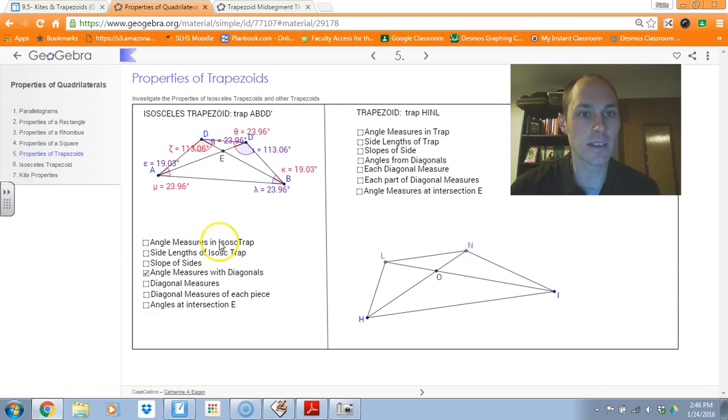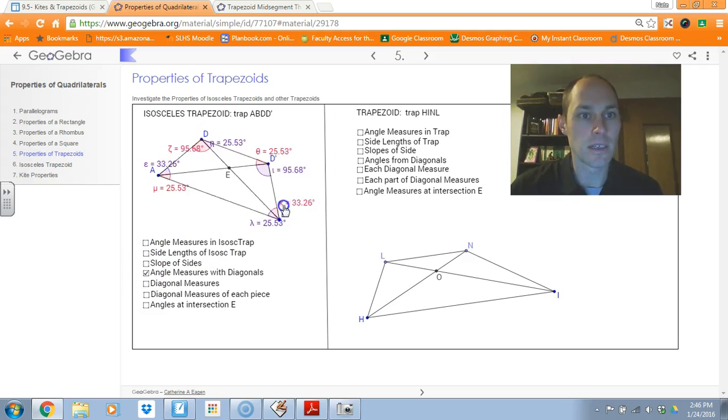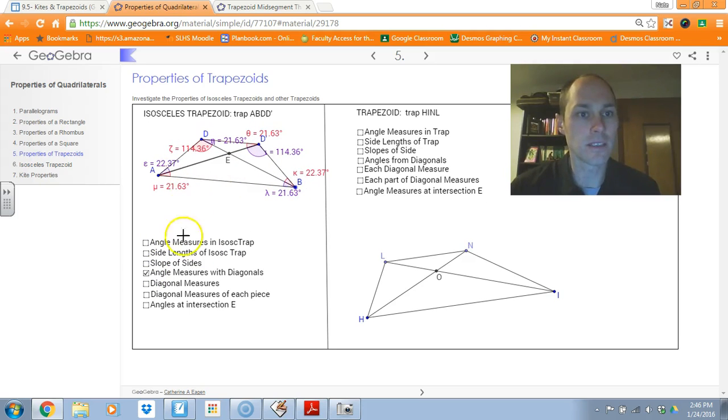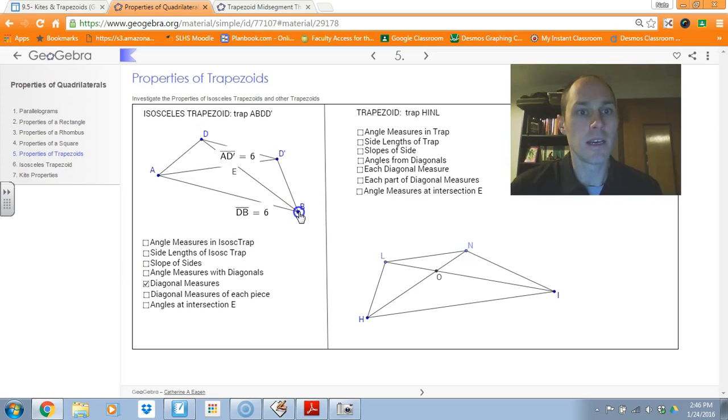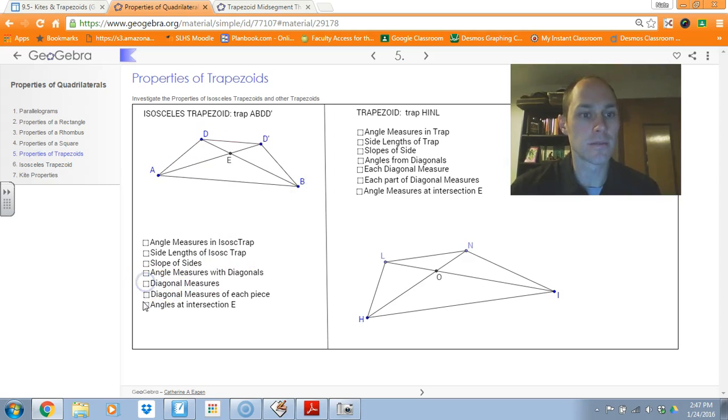Angle measures with the diagonals. A lot of information there. It's a little confusing. We'll just move on and look at some of these other properties. Diagonals are congruent. So that's what makes the isosceles trapezoid different from the regular trapezoid.